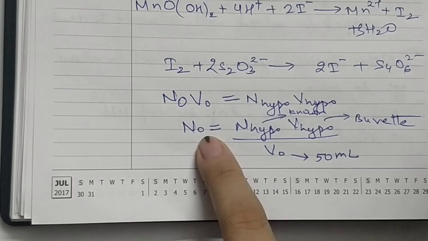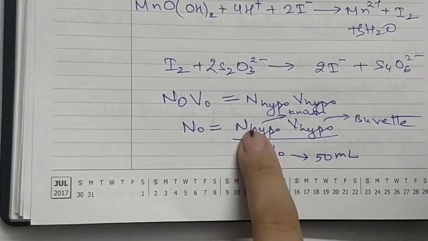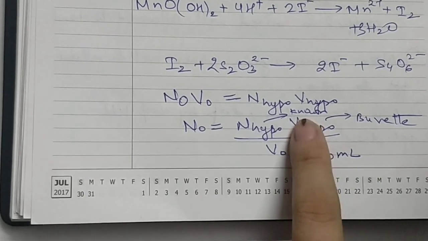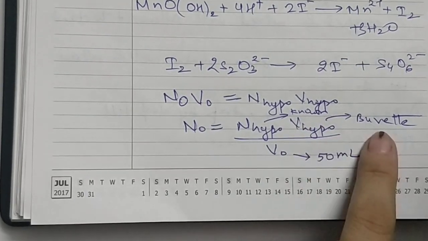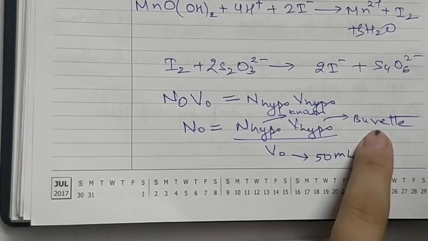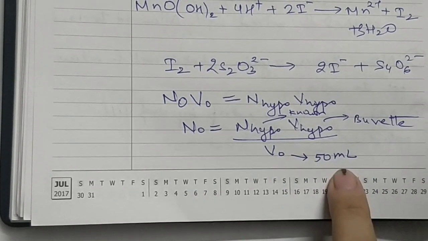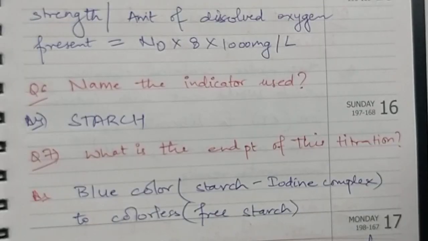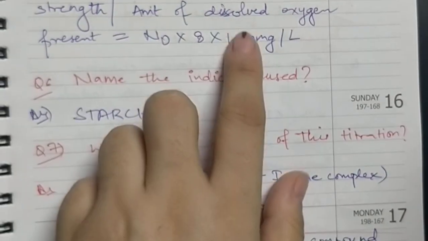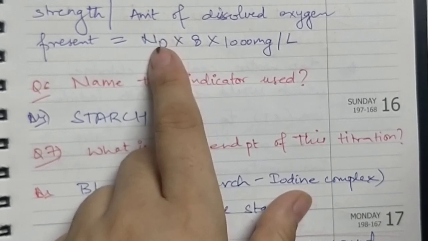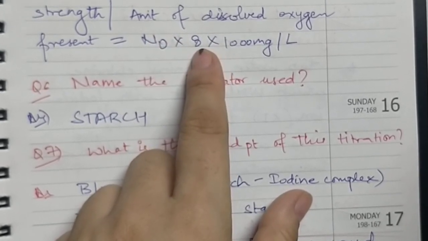The calculation will be something like this. The normality of dissolved oxygen equals the normality of hypo solution, which is known to you as you have standardized it, into the volume of hypo solution, known from the burette reading, divided by the volume of dissolved oxygen sample taken. You have taken 50 ml. The strength or amount of the dissolved oxygen present will be equal to the normality of the dissolved oxygen into the equivalent weight of oxygen.